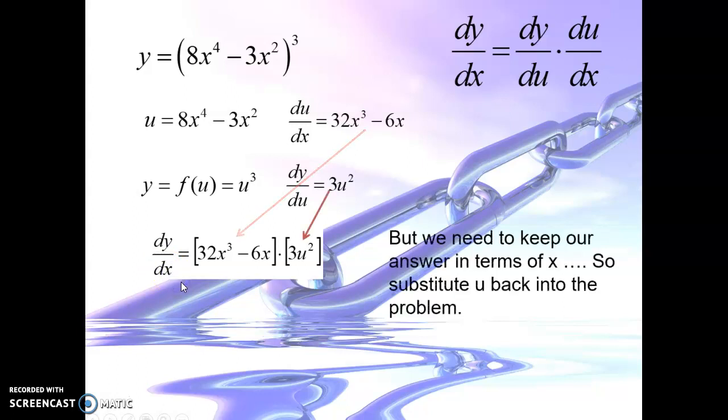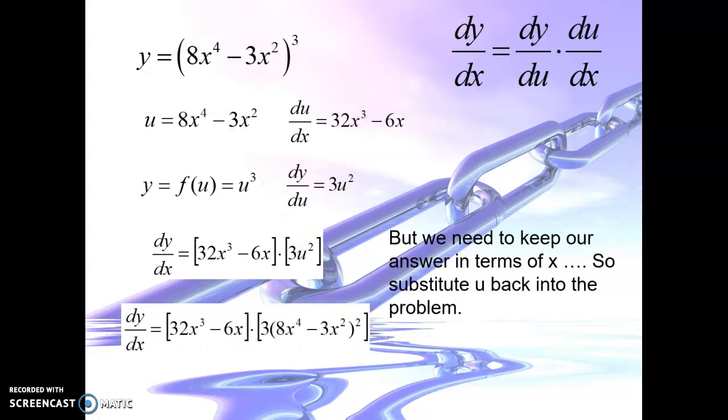So we need to get my answer in terms of just x. So what I do is I substitute what u is equal to back into the problem. I take this, which is my x's, and I substitute it back into the function for where my u is. Then it will give me an expression that only has x's in it.